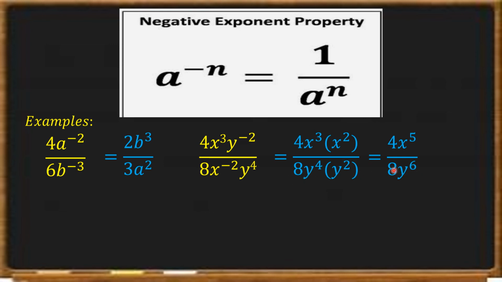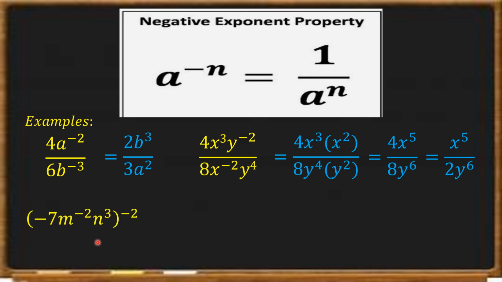Then, copy 8. Then, pwedeng i-simplify yung 4 tsaka 8. Anong simplest form yan? 1/2. So, yung 1 hindi na sinulat dito. Automatic may 1 dyan, hindi lang sinulat, kasi ang numerical coefficient talaga niyan ay palaging may 1 dyan. So, 1x to the 5th yan. So, x to the 5th over 2, y to the 6th. Yan na po yung final answer.